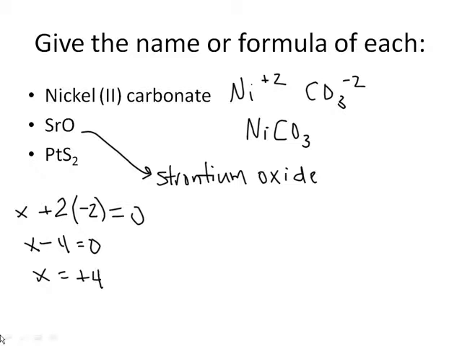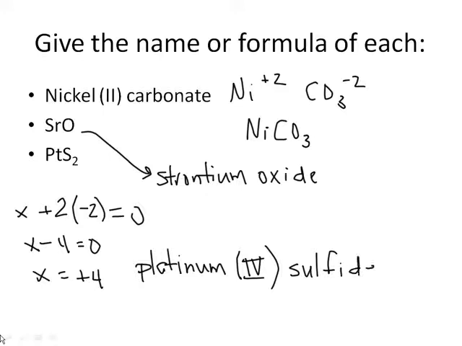So now I know the charge on the platinum, I can write the name. It's the name of the metal, platinum, Roman numeral 4, and then the name of the anion, which in this case is sulfide. There you go. Hopefully you got those all right.